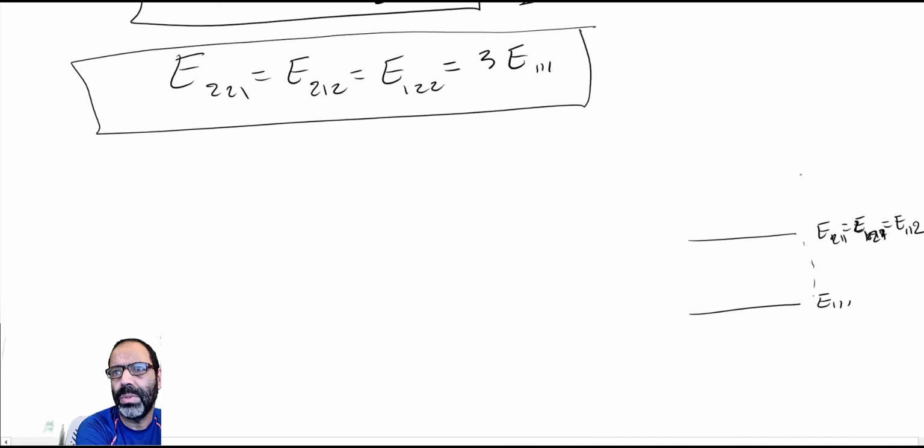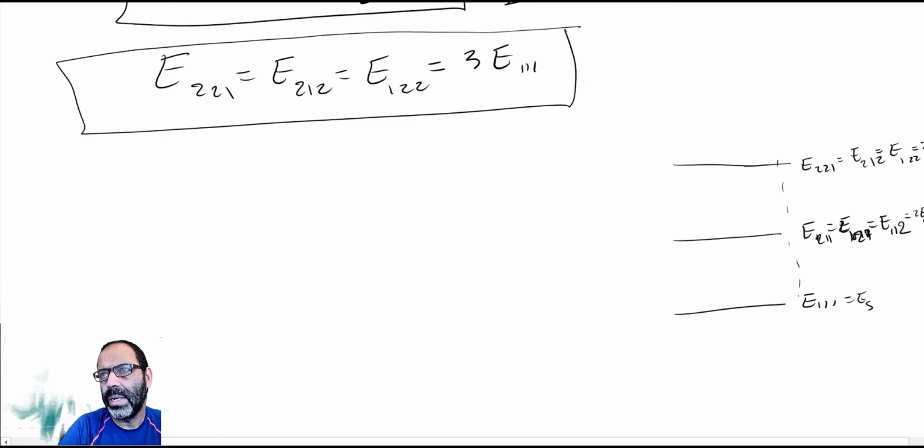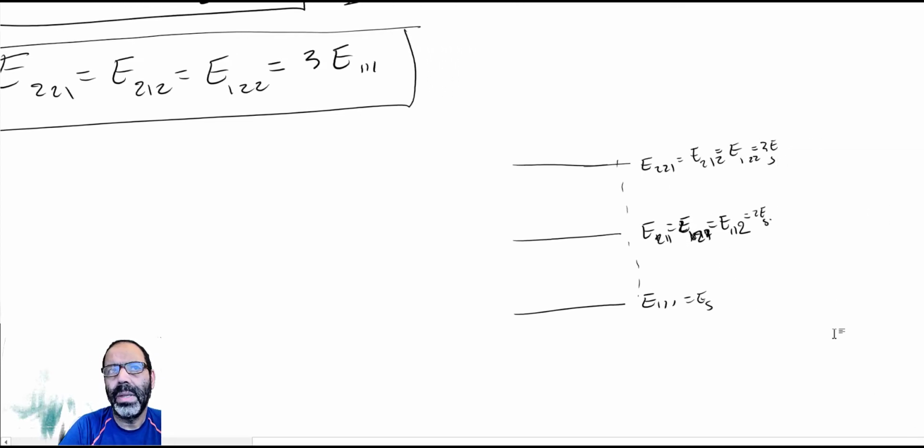So this gap is 2 times. If I go another level in here that is the same gap, I'm looking at this energy level E221, which is the same thing as E212, which is the same thing as E122, and this is actually 3 times. So this is 2 times E ground. I'm going to call this one G. And this is 3 times EG. Okay? I'm probably writing it outside of the scope of the screen, but hopefully you got the idea.